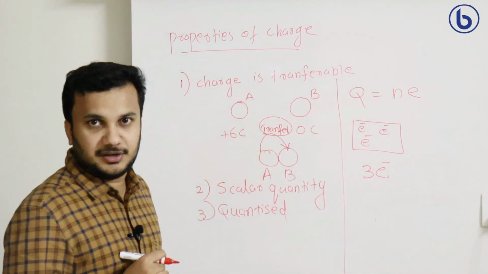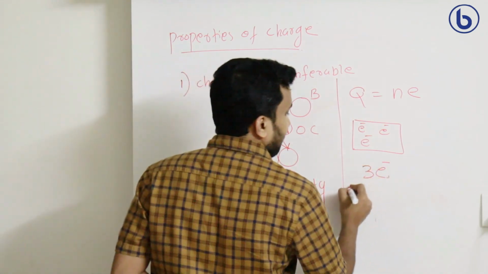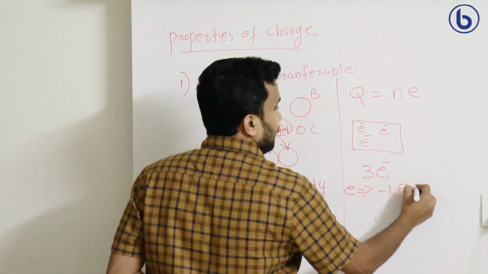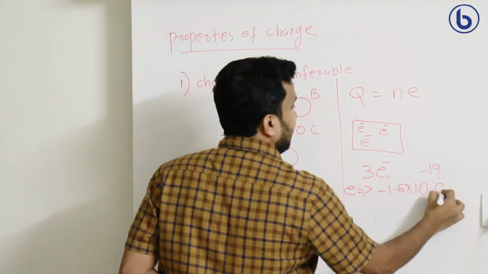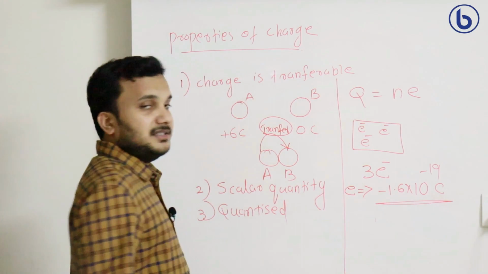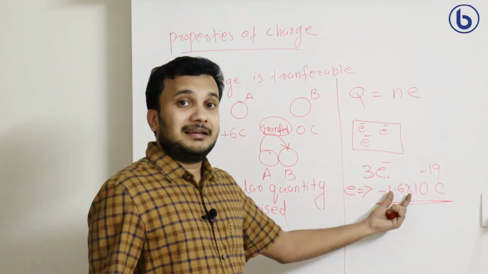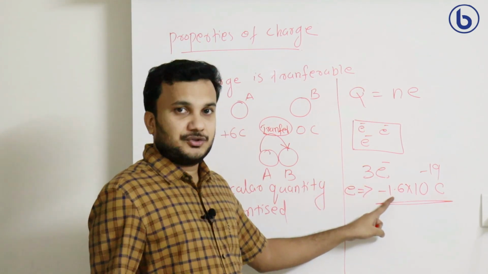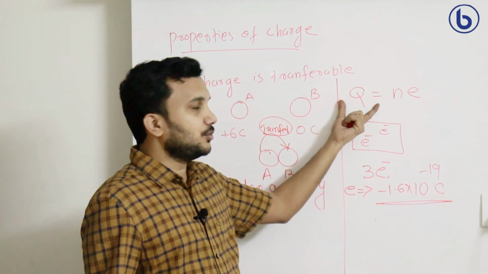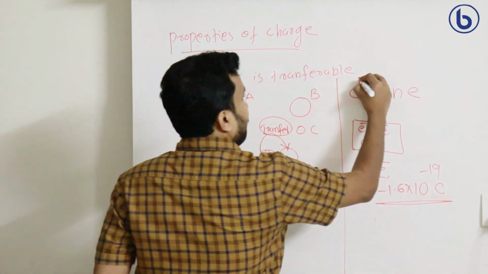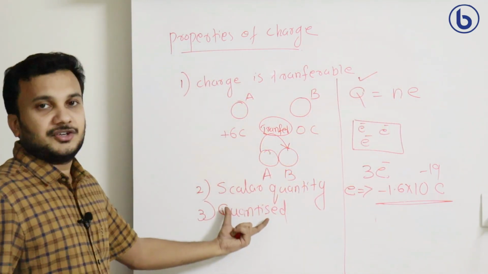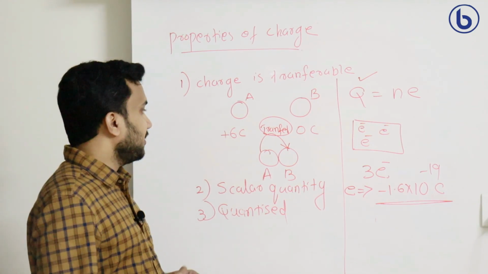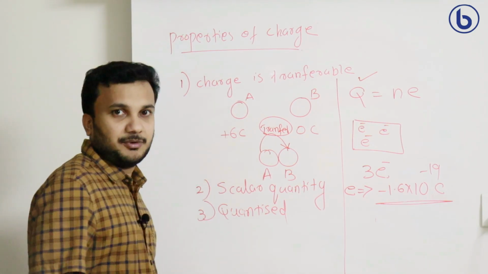Charge will have a unit also. Now what is the value of e, the electric charge? It is minus 1.6 into 10 power minus 19 coulomb. This is the charge of an electron. So if you multiply 3 into the charge of an electron, you will get Q is equal to Ne format, and this format is called the quantization property of the charge. So 3 properties are there, just note them down.